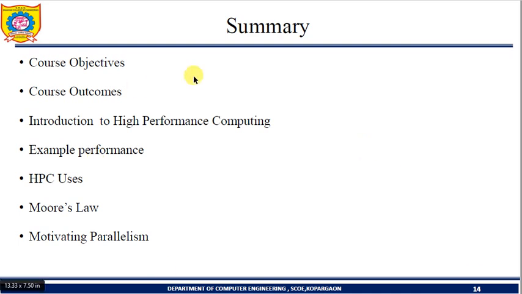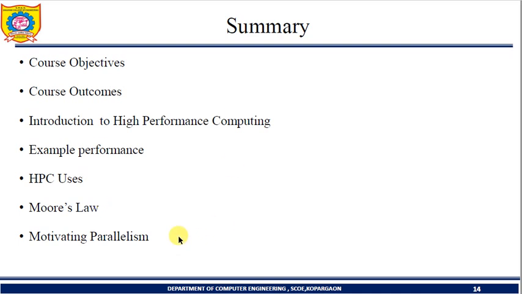In summary, let us recap what we have discussed. We have discussed the course objectives, what we can study in this subject. Then the outcome, meaning once we complete the course, what the student is able to do. Then we discussed the introduction to high performance computing: what is HPC, and what FLOPS, floating point operations per second, is, the unit used for performance measurement. Then example performance also we have discussed. We have discussed different uses of HPC in science and industry. Then we discussed Moore's law, which states that after every 18 months the number of transistors on an integrated circuit gets doubled.